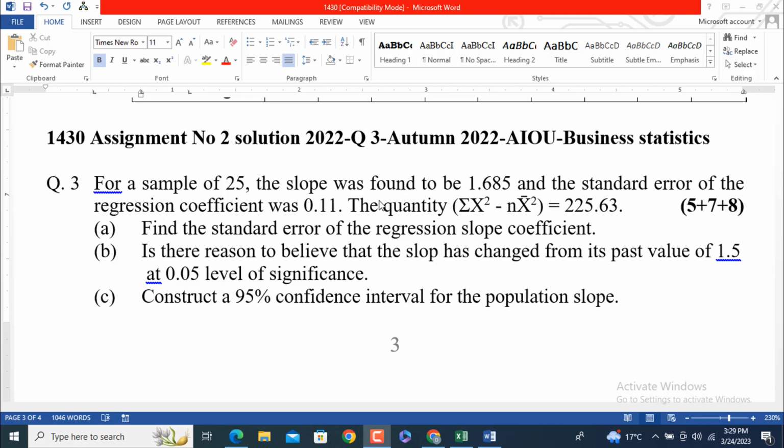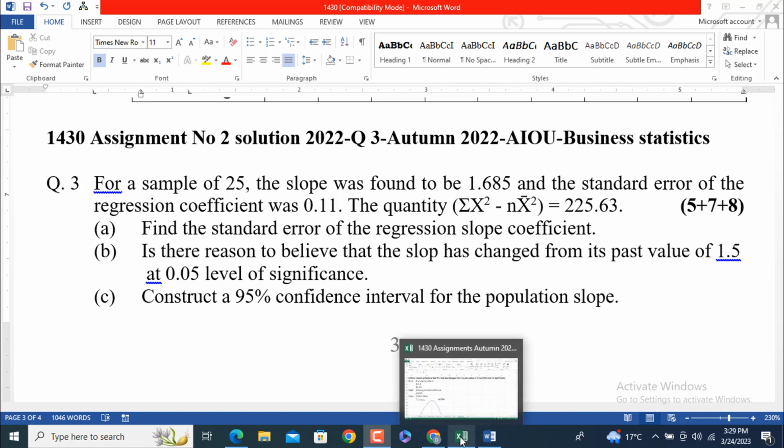For a sample of 25, the slope was found to be 1.685 and the standard error of the regression coefficient was 0.11. The quantity summation x square minus n x bar square is equal to 225.63. Find the standard error of the regression slope coefficient. Is there reason to believe that the slope has changed from its past value of 1.5 at 0.05 level of significance? Construct a 95% confidence interval for the population slope. So let's move to the solution that I have made in Excel.